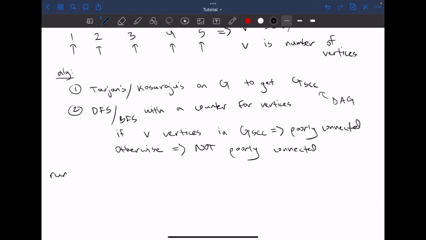So we can analyze the runtime of this algorithm. We see that Tarjan's or Kosaraju's will run in O of V plus E time. We also run a BFS or DFS on the graph of strongly connected components, which worst case has V vertices. So we're also going to have O of V plus E time there. Again, worst case, when there are V vertices, the graph of strongly connected components is the same as G. They're the same graph. And then all other operations are constant time, and so the total runtime of the algorithm is O of V plus E.